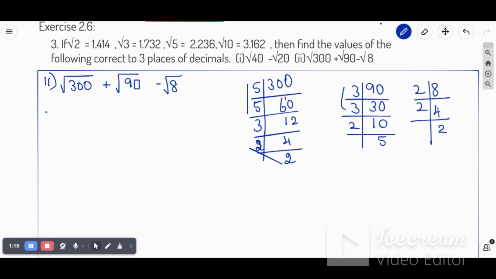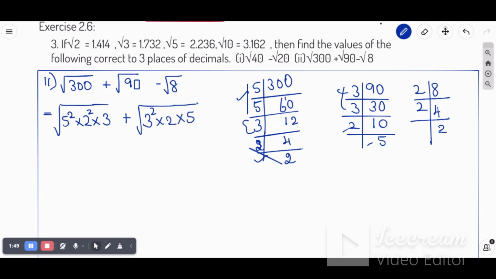So now if I move on to our question, root of 300. So root of 300, how we can write it is 5 square into 3 into 2 square into 3. So this is your 300. 5 square is this one, 2 square is this one, and then your 3 alone. Plus, what is square root of 90? Square root of 90 is nothing but 3 square and a 2 and a 5. So you can write it as 3 square into 2 into 5. You have to multiply all the factors.